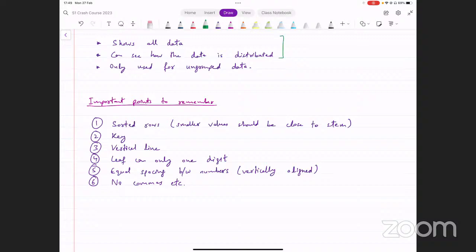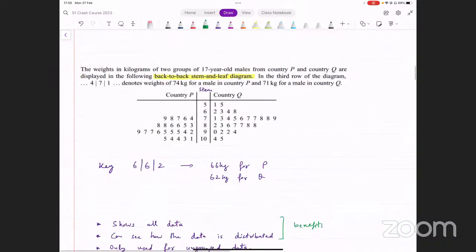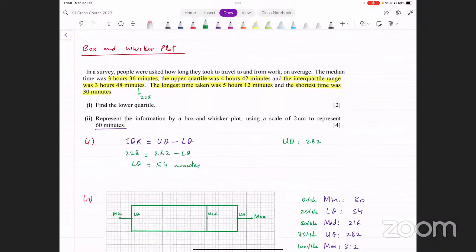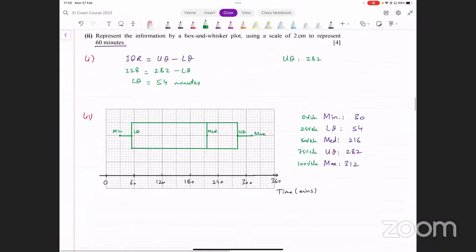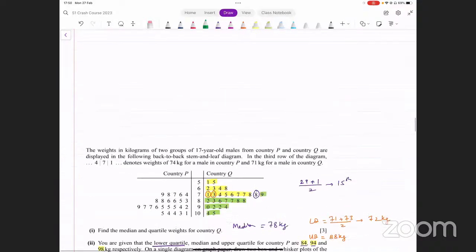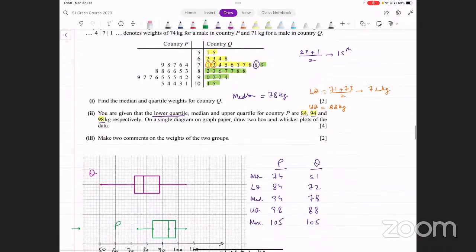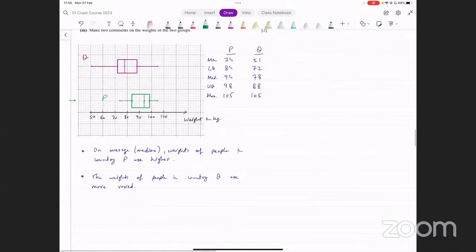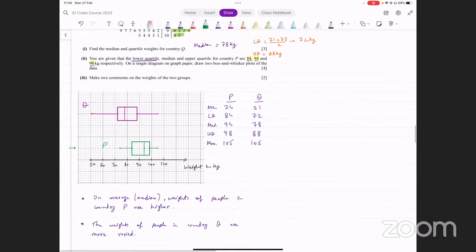So if you wanted to go back to the original data, you can actually go back as well because it shows all data. You can see all the values in the stem and leaf diagram. That's what we did in the last session. We also did box and whisker plots, how they are made using 5 values: minimum value, lower quartile, median, upper quartile, and the maximum value. And we did a couple of examples in that as well, especially this one where we drew 2 box and whisker plots on a single diagram. All right, so that's what we did in our last session.